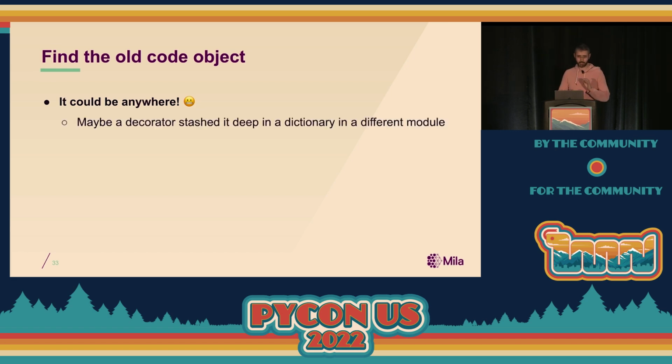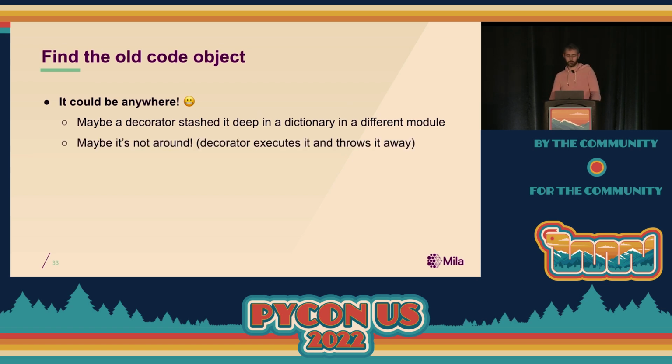For example, maybe it is a function that has a decorator, and that decorator stashed it deep in a dictionary or a different module, because maybe it's a handler for a route on a web server. There are legitimate cases where that would happen, of course. Maybe also the decorator has executed it and threw it away, so it's not even around anymore. There's nothing to update. But in order to figure that out, you would basically need to explore the entire heap. And ultimately, I don't think there is really any other solution to be thorough.